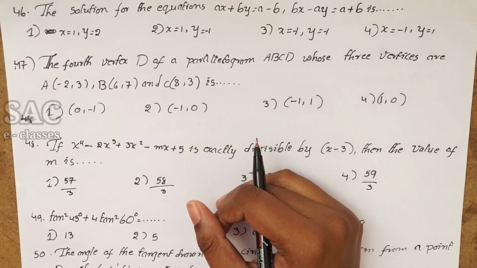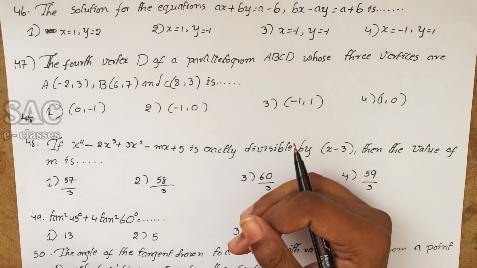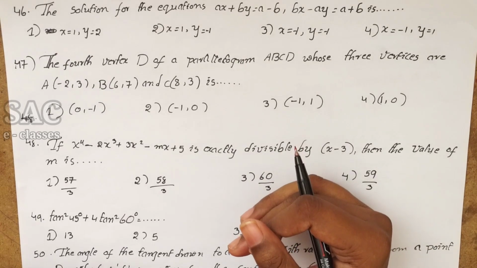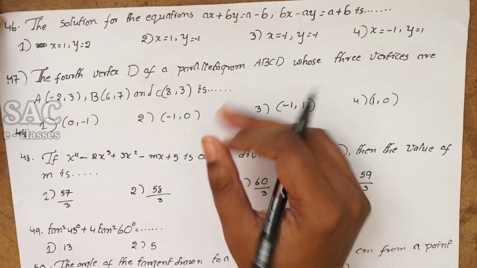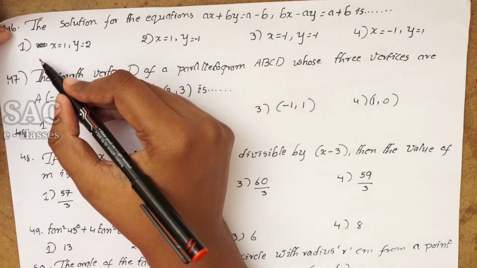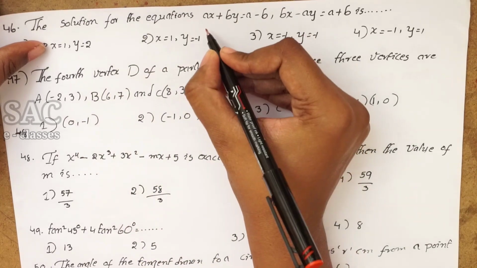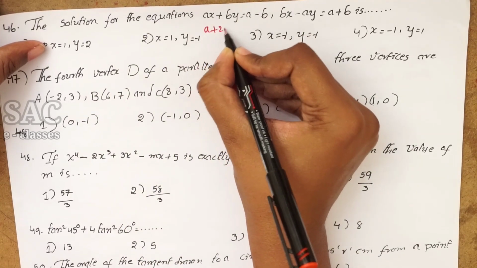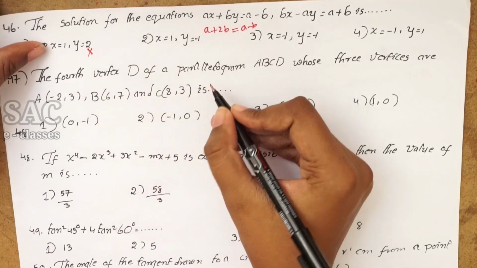The solution for the equation ax plus by equal to a minus b and bx minus ay equal to a plus b. If you observe, rather than solving these two linear equations, just verifying the option is better. If I have chosen x equal to 1 and y equal to 2, I may get a plus 2b. A plus 2b may not be equal to a minus b. So the first option is wrong.